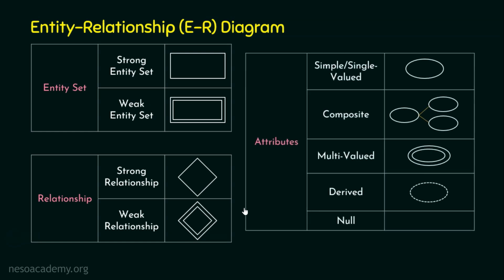And we have other notations as well, for how attributes are represented. There are different types of attributes. A single-valued attribute is represented with an ellipse. A composite attribute is represented like this. Multi-valued attributes are represented with a double ellipse. Derived attributes are represented with a dotted ellipse. We have null attributes as well. If you are directly watching this lecture, I would request you to watch my previous lectures on the ER model and ER diagram to gain better insights and understanding.